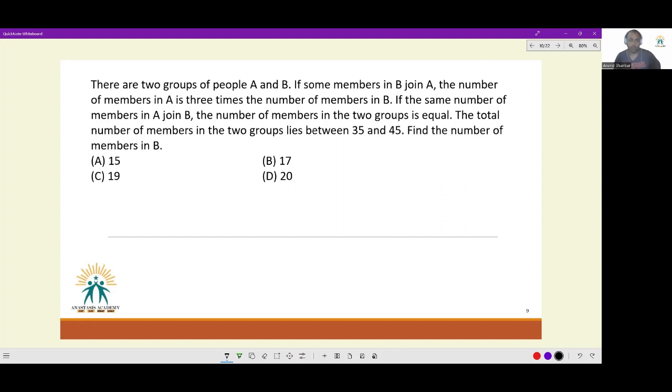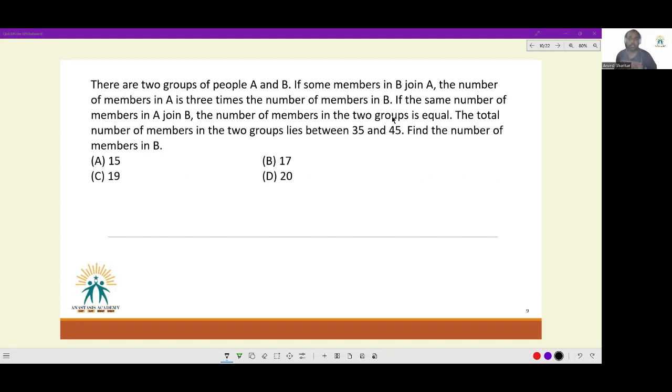Next question. There are 2 groups of people, A and B. If some members in B join A, the number of members in A is 3 times the number of members in B. If the same number of members in A join B, the number of members in the 2 groups is equal. The total number of members in the 2 groups lies between 35 and 45. Find the number of members in group B.